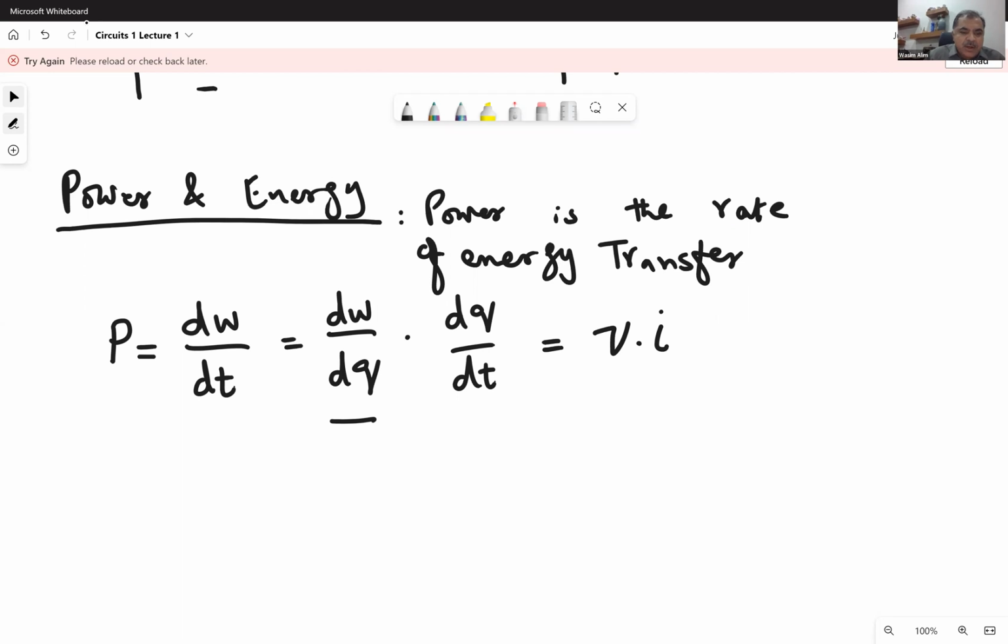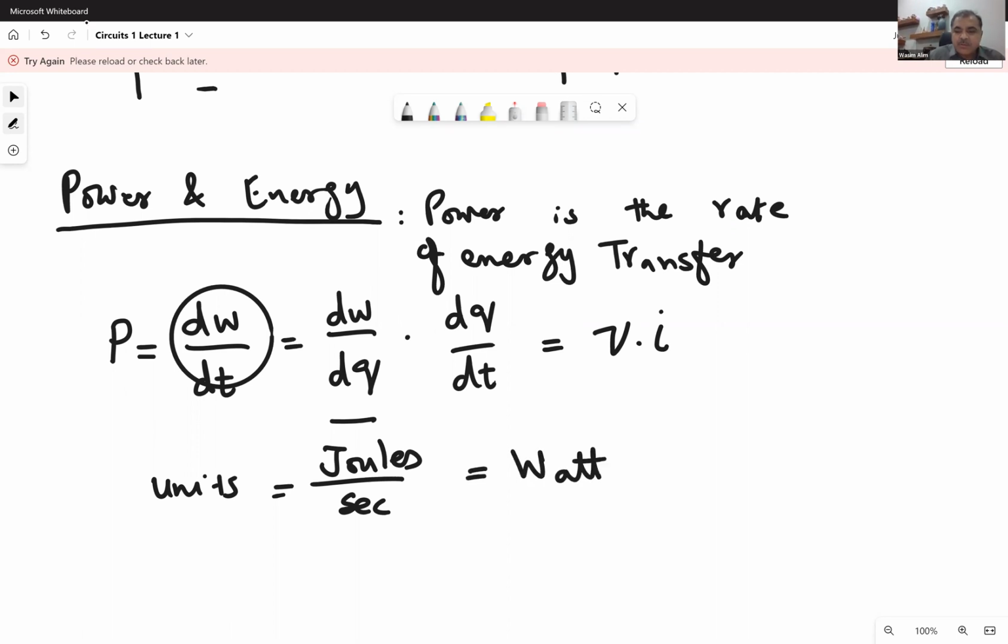The units for power, from this definition, is joules per second. Okay. In other words, a simpler unit, since we have simpler units for all of these, is a watt, okay, as you know.